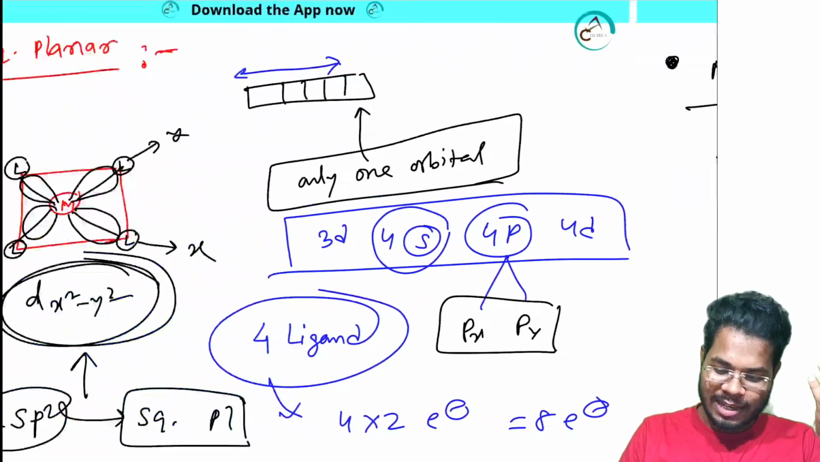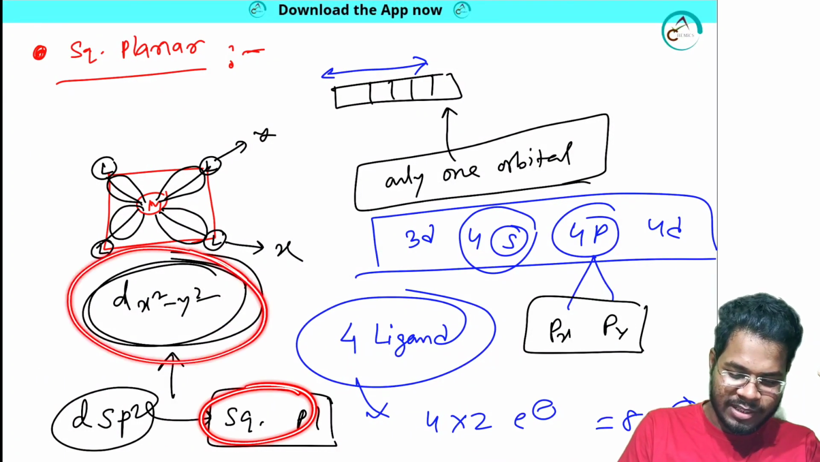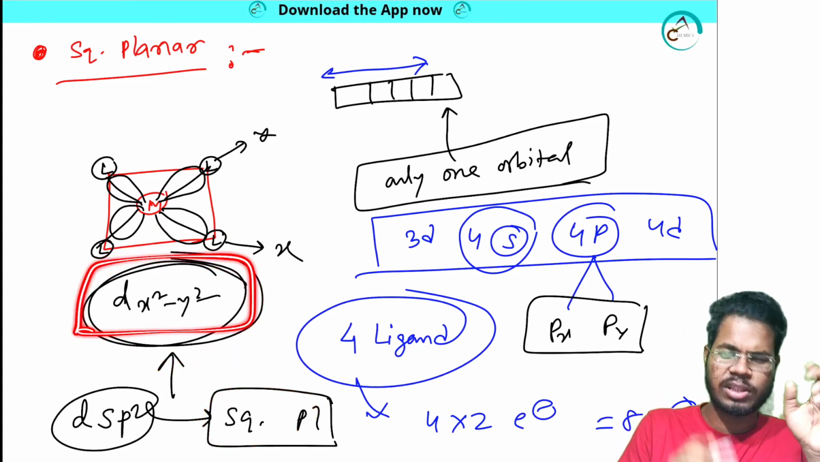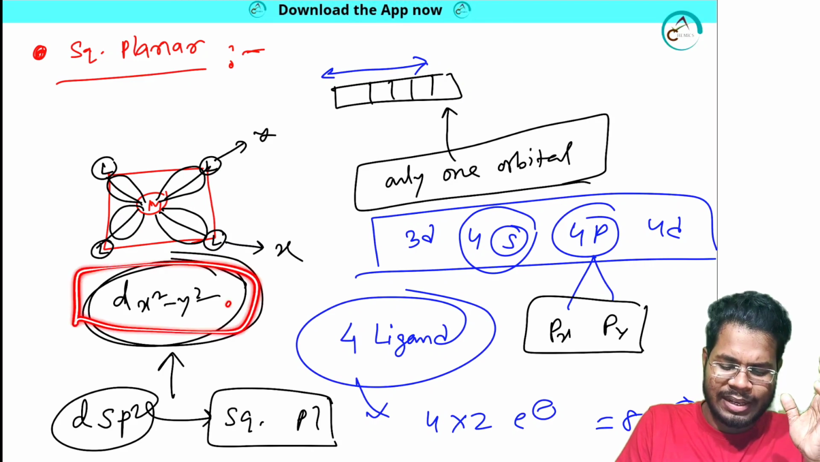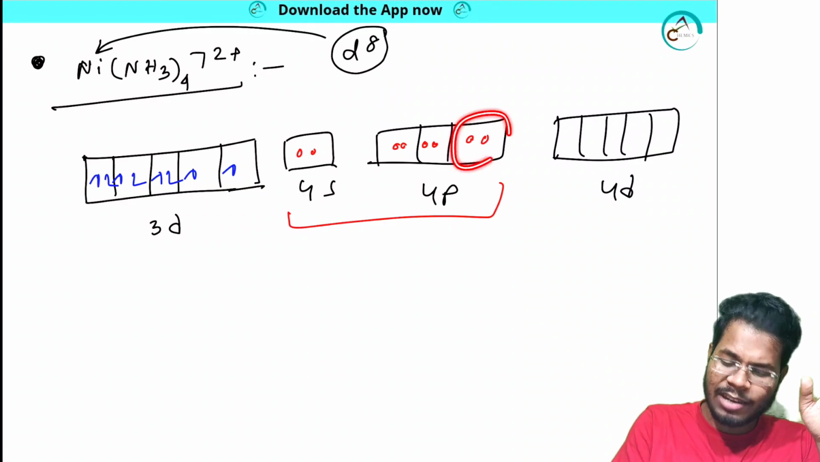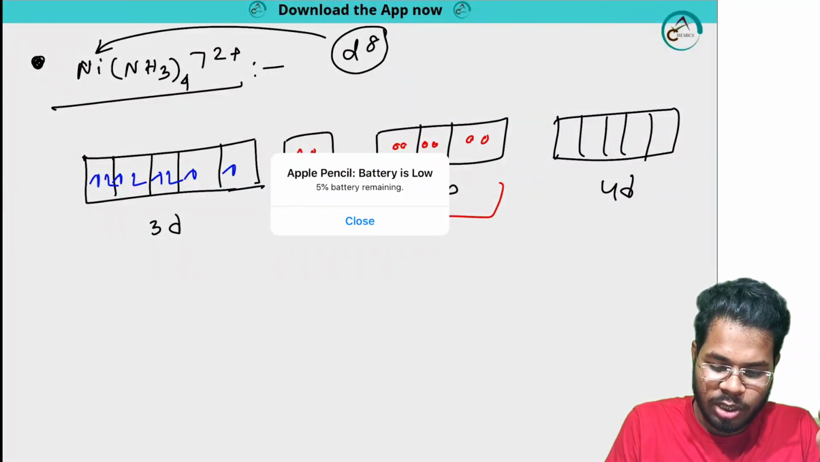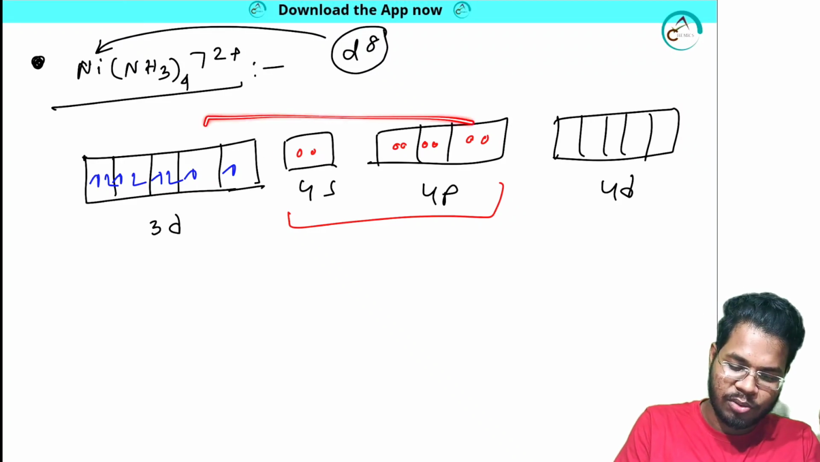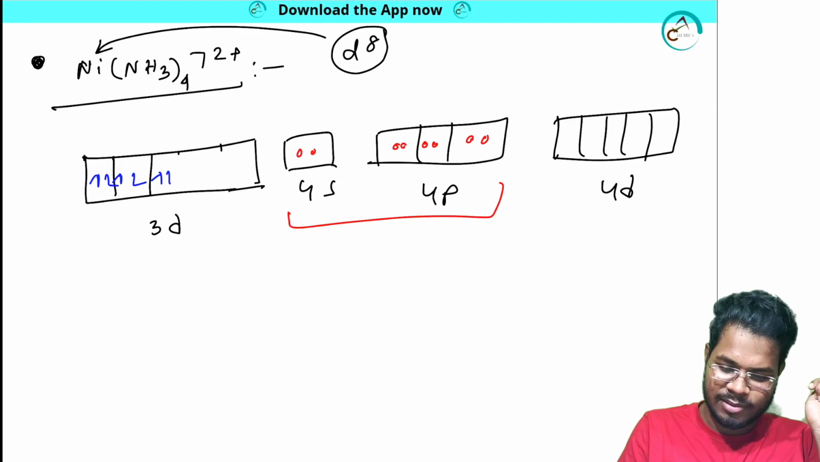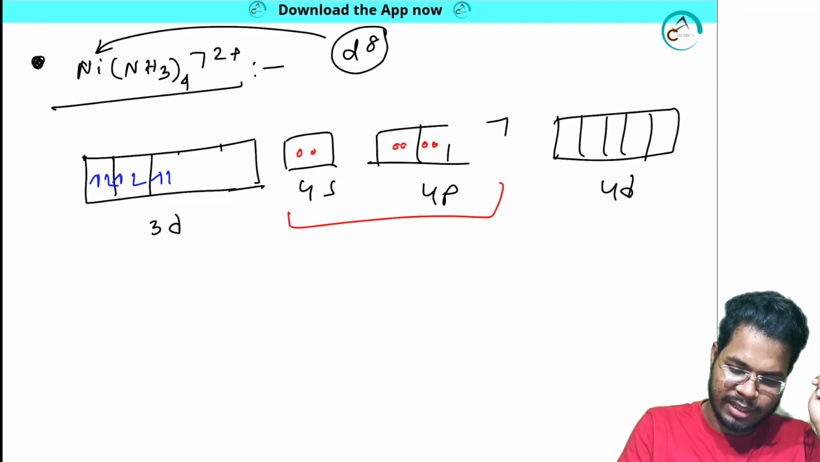Why? Because I told you that for a square planar system there should be interaction with the metal d orbital, because we are considering transition metals. The main interaction is with the d orbital, so only one d orbital, dx square minus y square, will take part. That means pz would also take part, but that is not present in the square planar system. So we are doing something wrong over here. Let me correct this one. The correct thing will be like this.